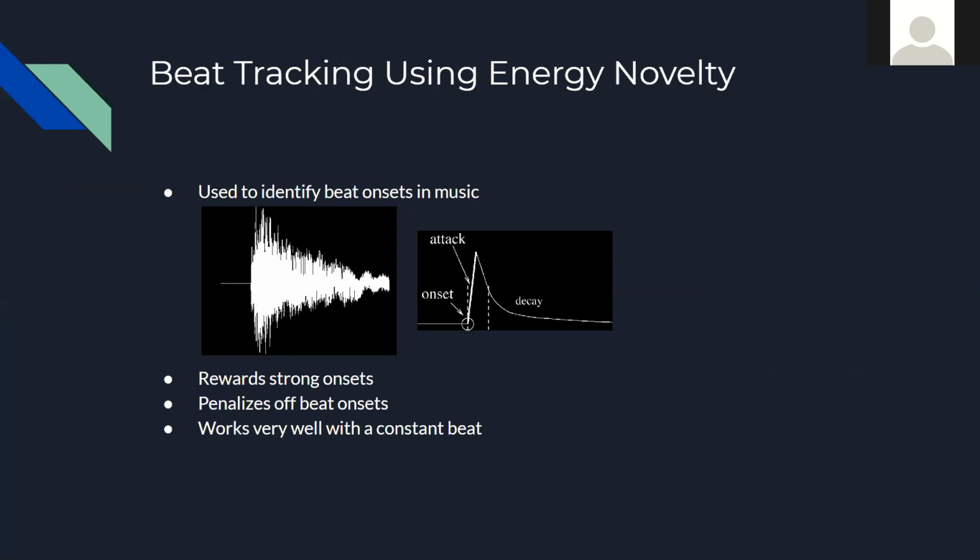This algorithm rewards sharp onsets, and penalizes them if they're off beat. The penalty is based on a chosen hyperparameter, lambda, which will be discussed later. The reward penalty system of the algorithm makes it very useful for constant beats, such as in music, but also in images. Now let's see how it applies to hole identification.